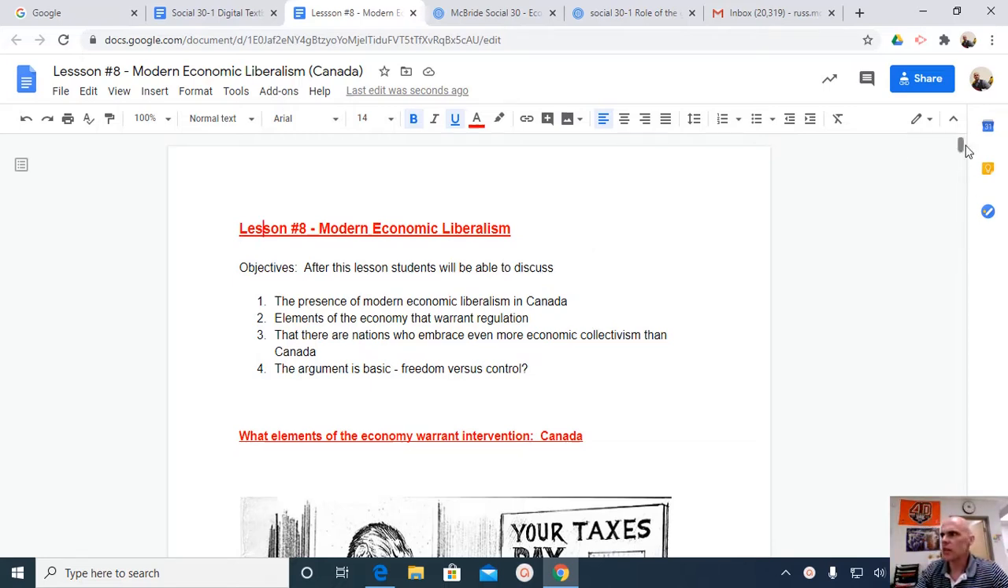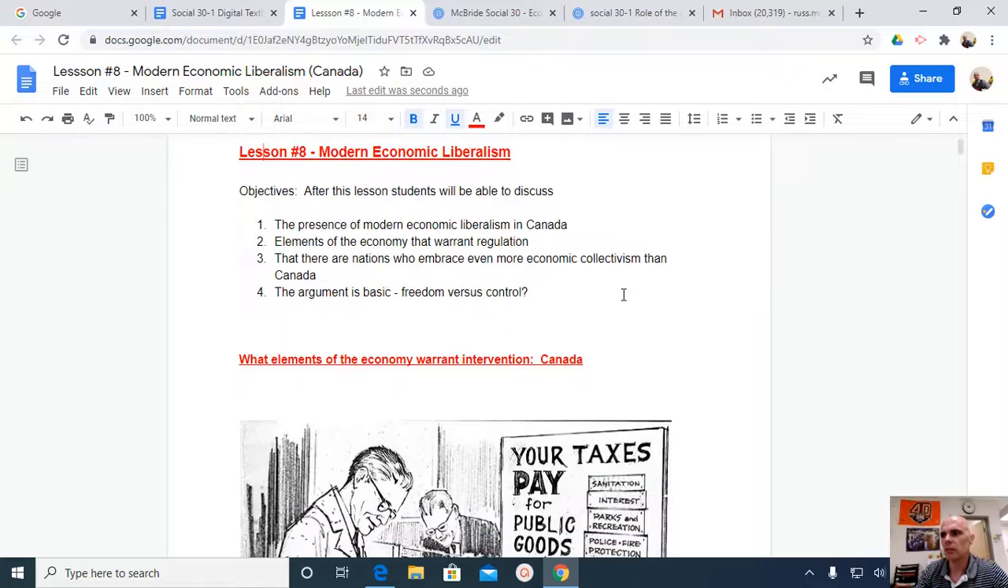Now, the document that I've shared out with you here is 14 pages, but there's 2 key prezzies within it that we're going to spend the majority of our time looking at. So, the main topic we're looking at is what elements of the economy warrant intervention, and what does the government do today in Canada within the economy.